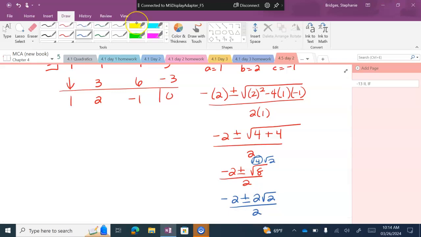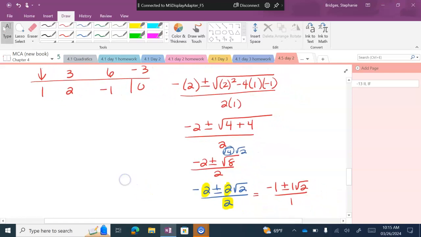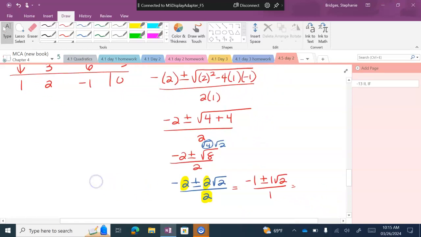And then we talked yesterday about the number in front of the plus or minus, the number behind the plus or minus, and the number in the denominator. Can they all divide by the same thing? Yeah, they can all divide by 2. Okay, so what's negative 2 divided by 2? Negative 1. Plus or minus 2 divided by 2 is 1. That radical doesn't get touched. And then in the bottom, 2 divided by 2 is also 1. What's the more simplified way to write that? Negative 1 plus or minus the square root of 2.